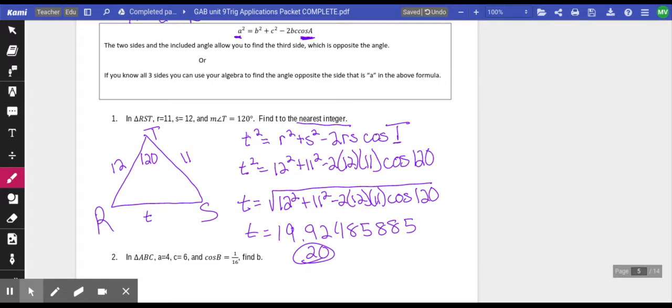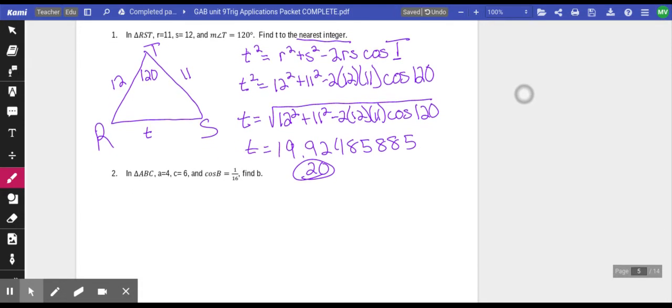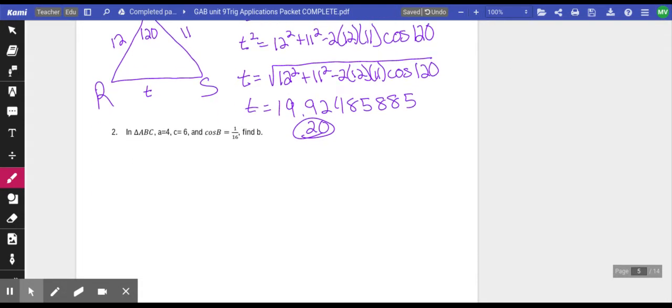Now we can do another example. Here, we have triangle ABC again. Across from A is 4. Across from C is 6. We don't know the angle of B, but we know the cosine of B is 1/16.